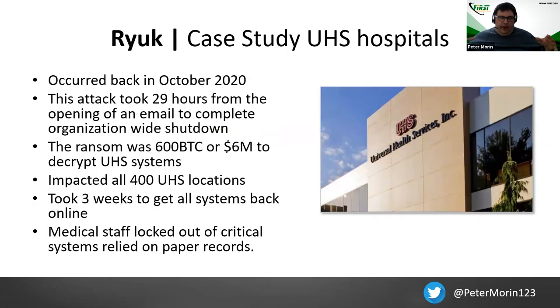The other thing I'm going to use at certain times is a backdrop of a case study. If you're familiar with RIAC, I hate to deal with this ad nauseum in incident response. This is based on the UHS hospital breach that happened in October of 2020. The attack took 29 hours from the opening of the email to the shutdown of the organization across the organization wide. The ransom was 600 Bitcoins, or about 6 million, to decrypt all the UHS systems. It impacted 400 locations, took 3 weeks to get all the systems back online, and it locked medical staff out of a lot of systems, and they had to use paper records. So I'm going to use this as a backdrop, some of the things that happened, and where we could use Sysmon to identify those processes as part of this breach that occurred.